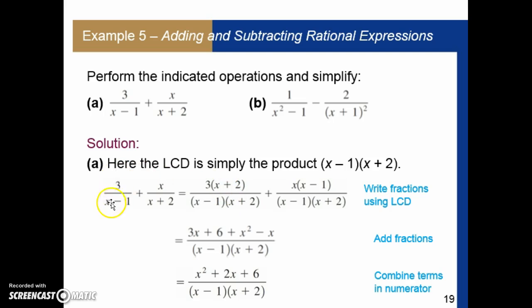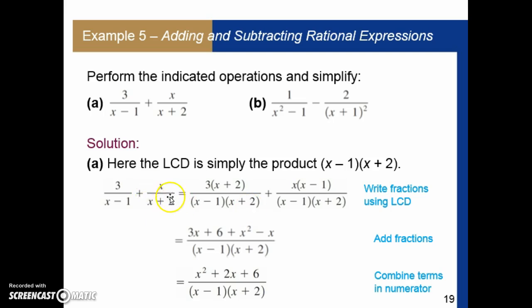So I can't change the value of this fraction. This is important. I don't want to change the value of it. I just need to change the way it looks. Well, how can I not change the value of something and change the way it looks? Multiply it by 1. And that's what we're doing here, this whole well-chosen 1 idea.